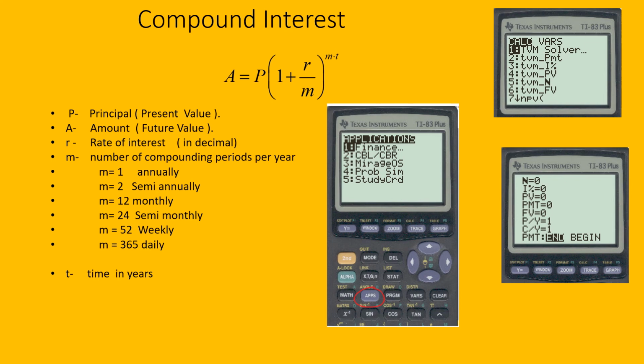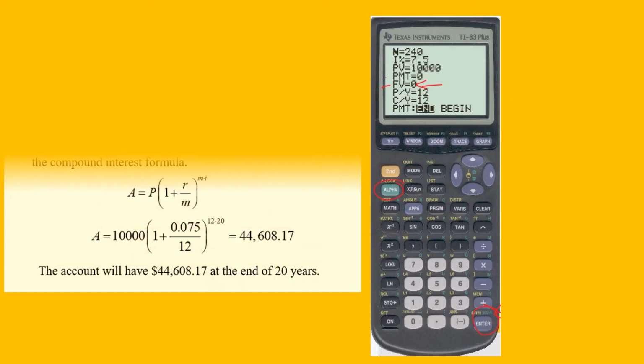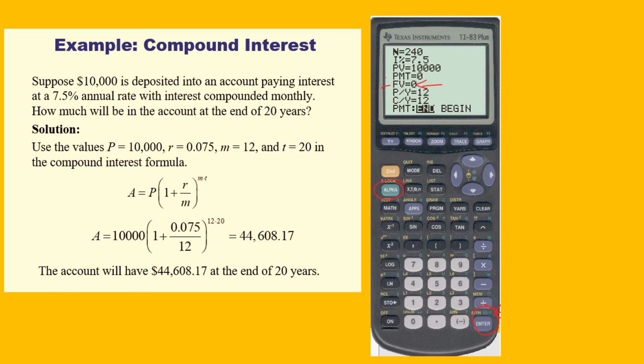Without using the graphing calculator, we can also get these values using the algebraic method. The algebraic method will be a little tedious. Using our graphing calculator will be easy. So in order to understand the graphing calculator method, let us take a question. It says $10,000 is deposited into an account with an interest of 7.5% annual rate, and the interest is compounded monthly. We are trying to find the amount at the end of 20 years.